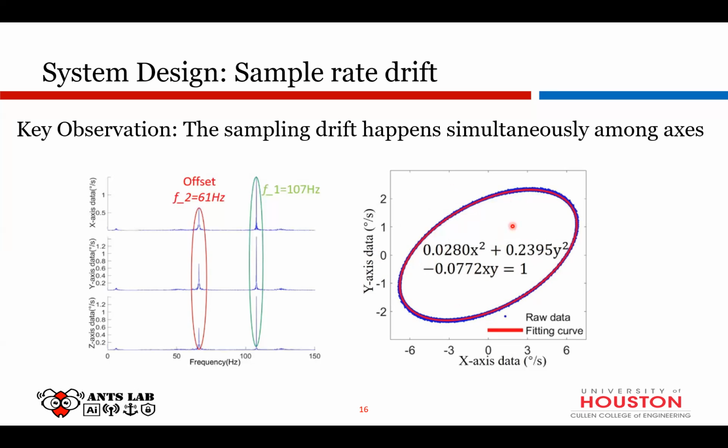So that is the case. Although we know that the amplitude and the phase are unknown, since it shows like this, we can still conclude that at least the frequency is the same. So they want to use this inter-axis property to eliminate the unknown sample rate drift.